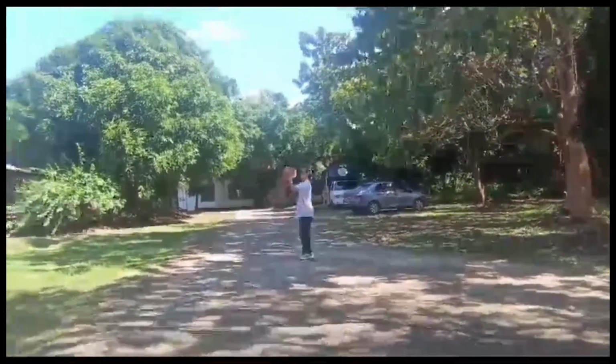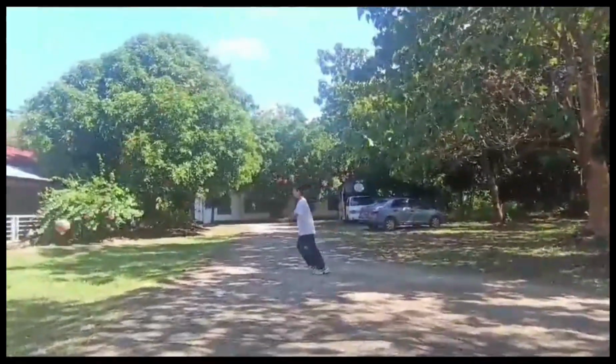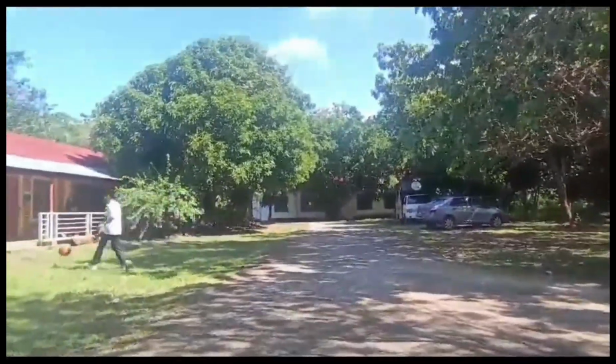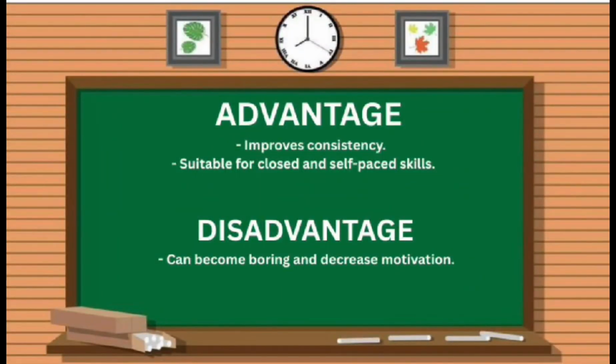An example of fixed practice is drills for skills like a basketball free throw. The advantages of fixed practice are, first, consistency: it helps develop muscle memory and consistent performance. Second, it builds confidence: repeated success can boost an athlete's confidence. And third, it is suitable for beginners, useful for learning new skills and techniques.